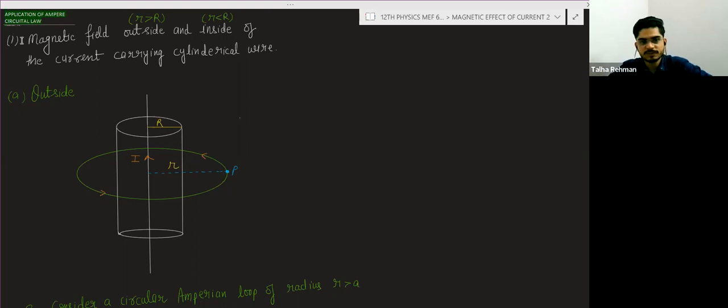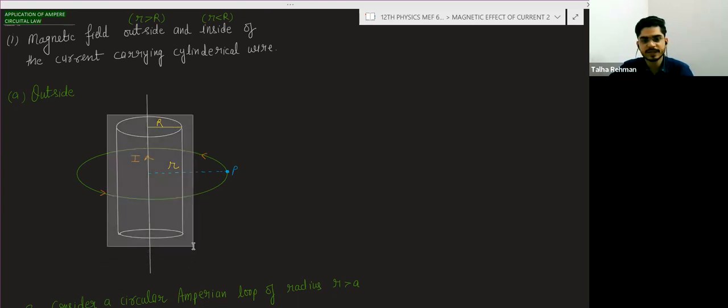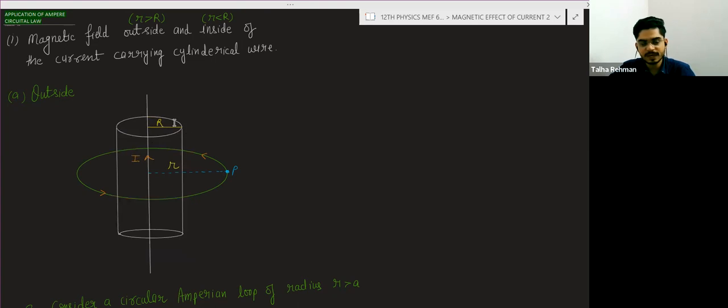Suppose this is the first point, meaning the first application. We will find the magnetic field outside and inside of the current carrying cylindrical wire. So suppose you have a cylindrical wire. This is a cylindrical wire of radius capital R, and in this cylindrical wire, the current I is flowing. Suppose you want to find the magnetic field at this point P.